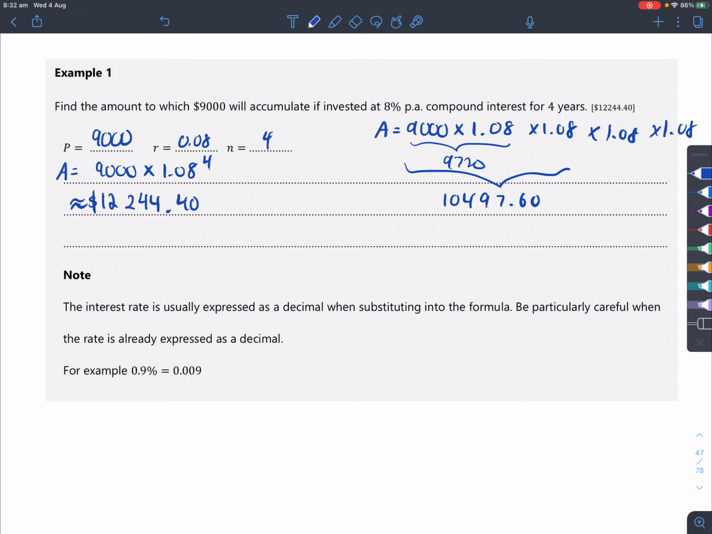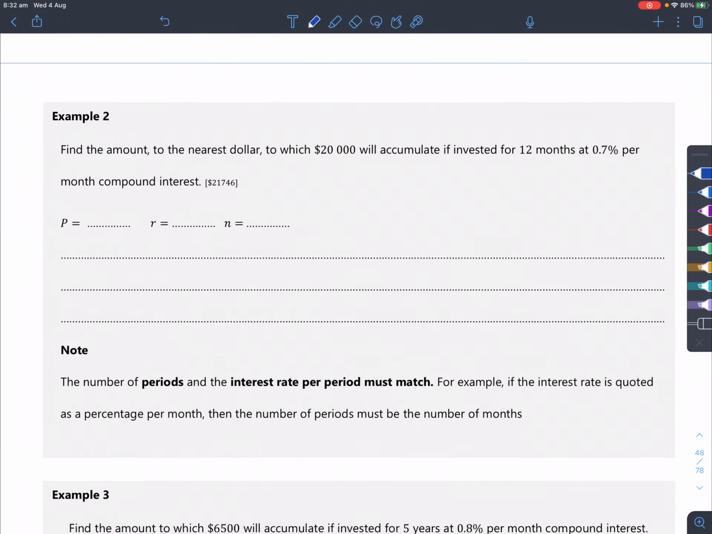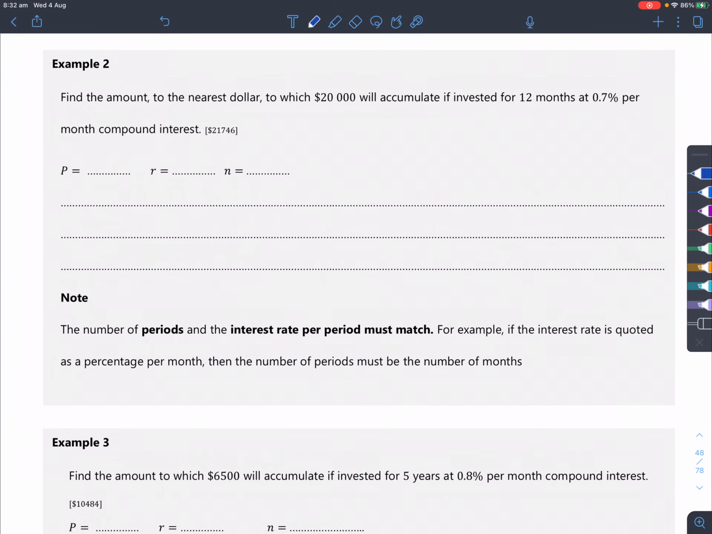All right, let's move on. Example 2. Find the amount to the nearest dollar to which $20,000 would accumulate to if invested for 12 months at 0.7% per month compound interest. The thing I want you to pay attention to detail is this right here: 0.7% per month compound interest.